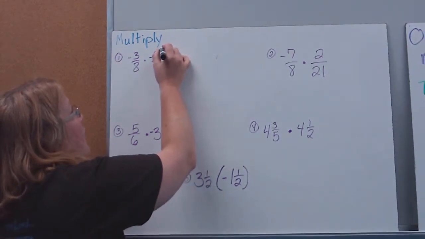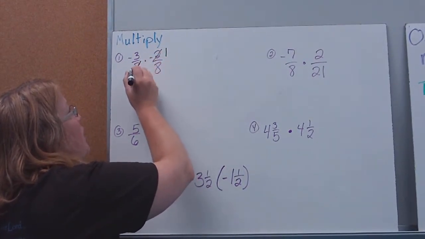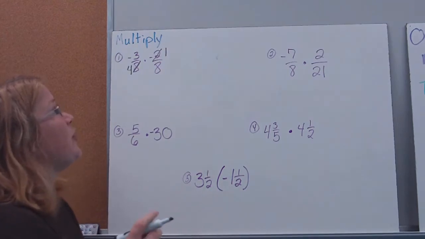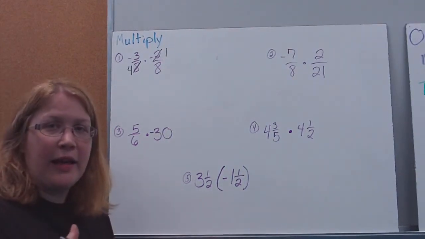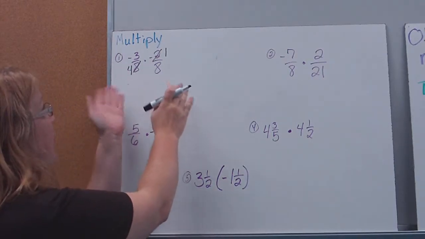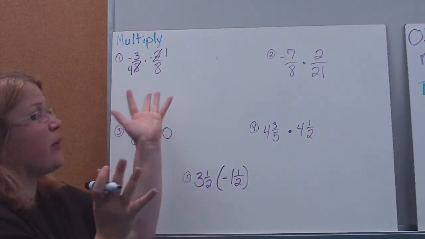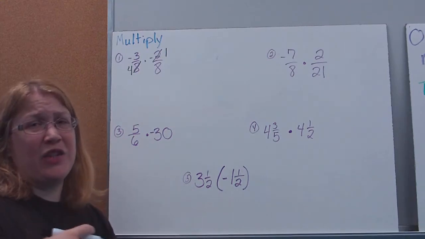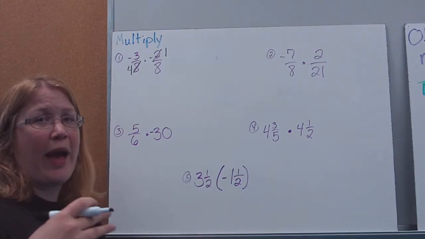So for example, here 2 goes into 2 once, 2 goes into 8 4 times. So I'm crossing it out and I'm rewriting it. I can only reduce tops to bottoms, okay? Don't try to do it bottom to bottom. Nothing else in here will reduce. Now I could have done my multiplication first and then reduced, and I'll go back and show you how that works.